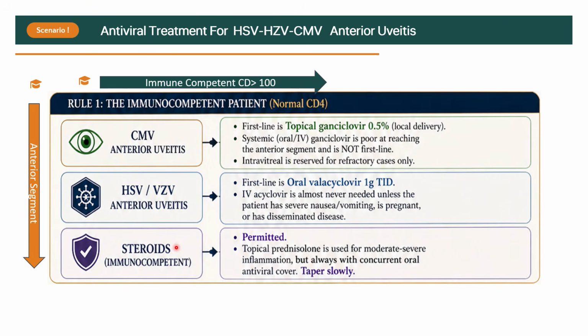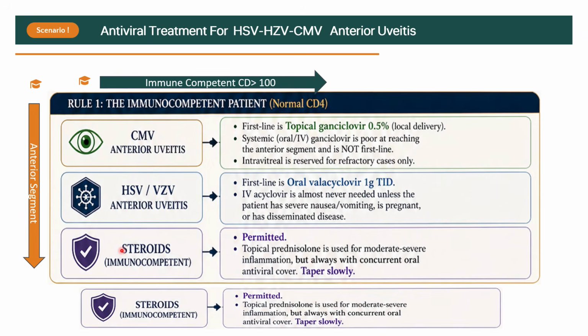Now, what is the role of steroids? There are different studies and different regimens, but generally they agree that we can use steroids in these patients to minimize the inflammation. Usually, just drops are enough in herpes simplex and herpes zoster, and very rarely will you need to use systemic steroids. Usually only drops are enough, and after that you need to taper them slowly.